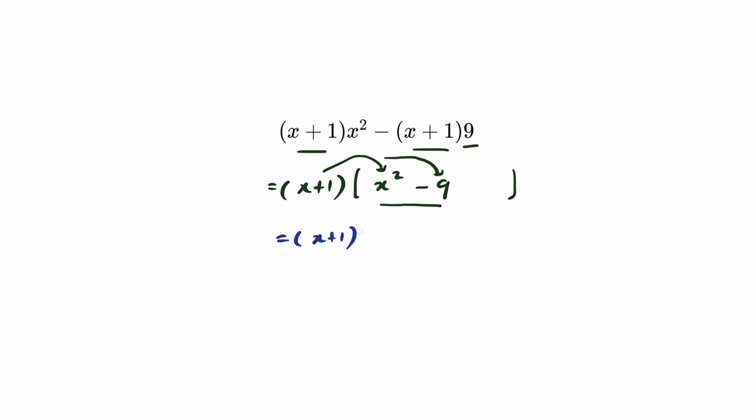So we keep on going. X times x is x squared, and the square root of 9 is 3. So now we've factored fully.